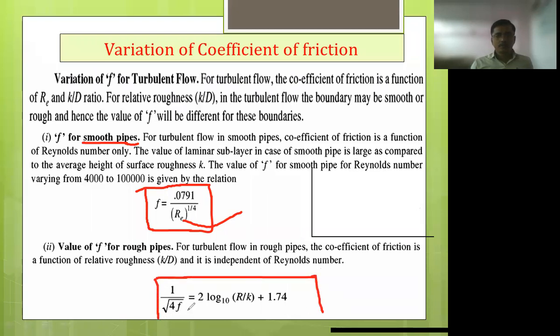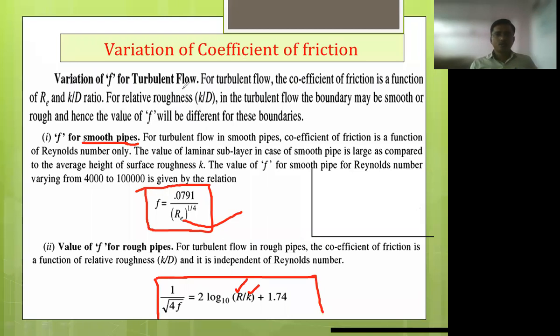1 upon under root of 4f is equal to 2 log to the base 10 r by k plus 1.74. What is this r and what is this k? R is nothing but it is Reynolds number. Okay, and this k is we have just already written there. K is nothing but average thickness, average height of the roughness. Okay, so note down these two formulas.